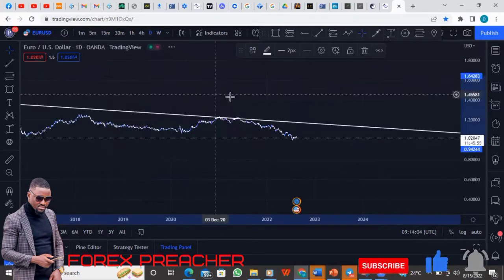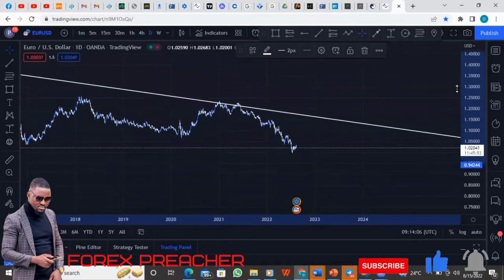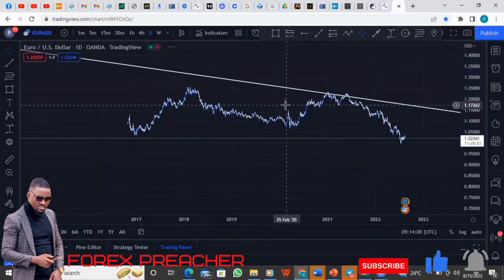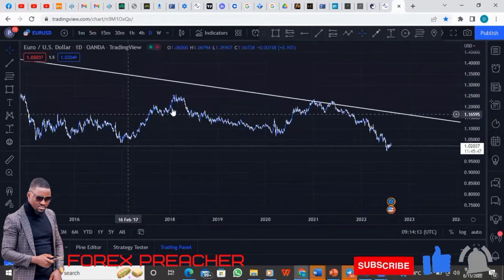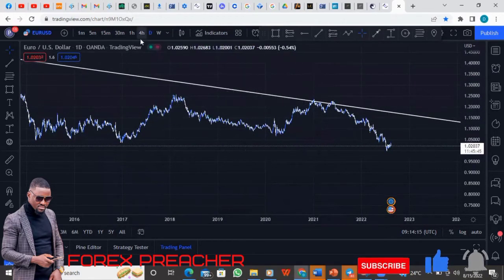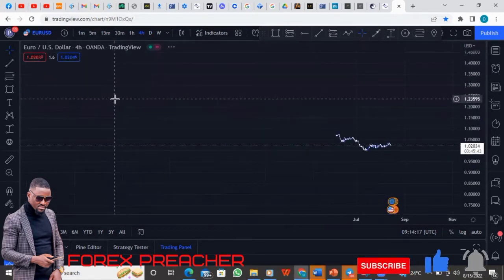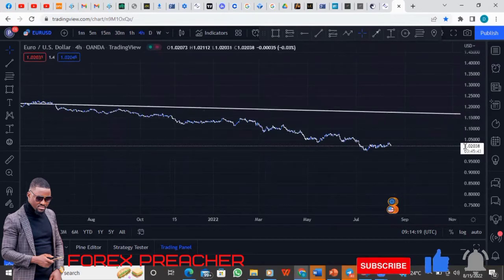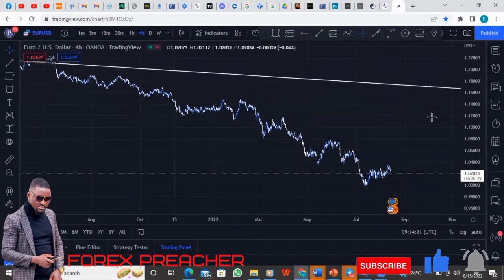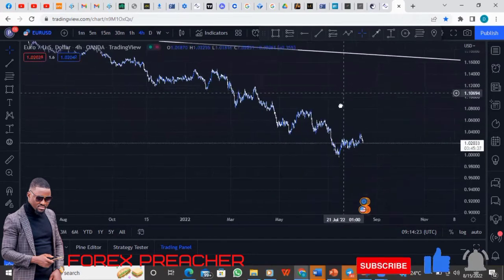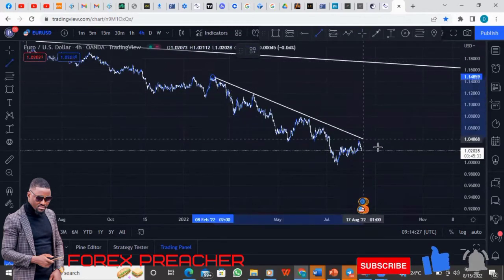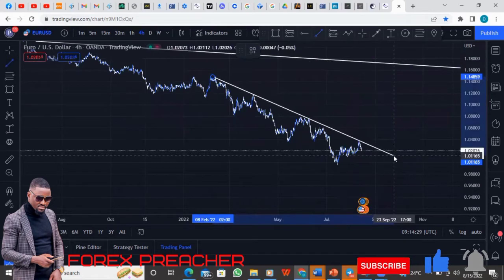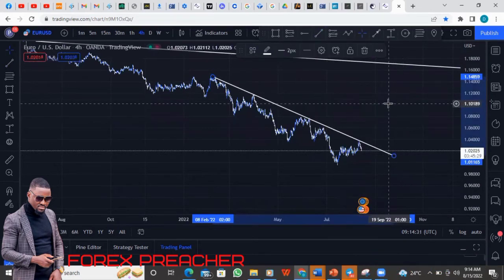If I go to my D1, which is the daily time frame, I still want to see what the market is doing. I didn't see anything much different from what I saw on the weekly time frame. So I am now back to my 4-hour time frame, and I still can see the market making a bearish move.